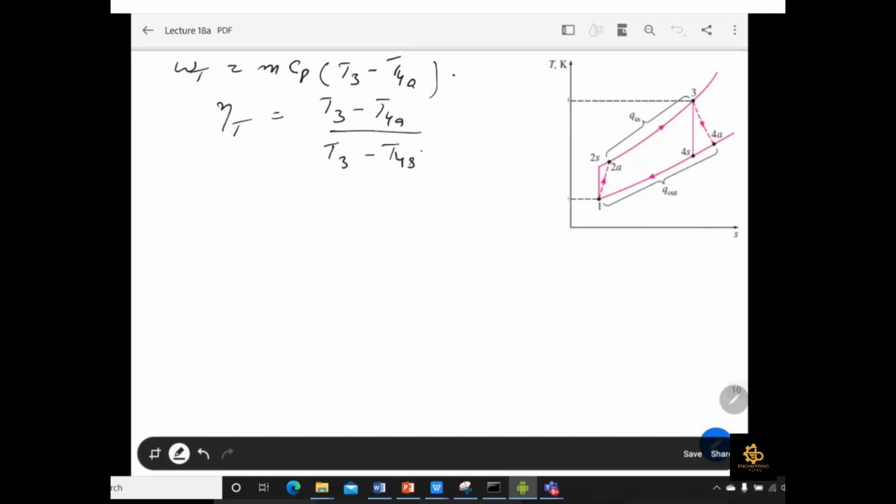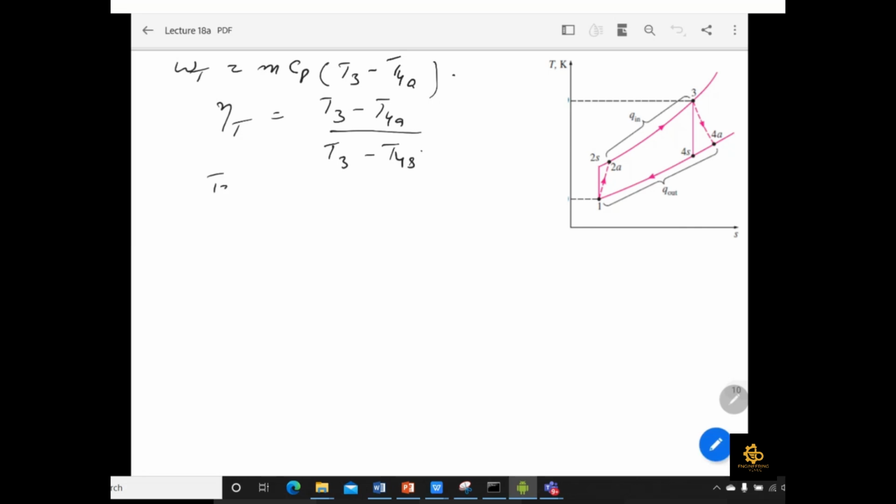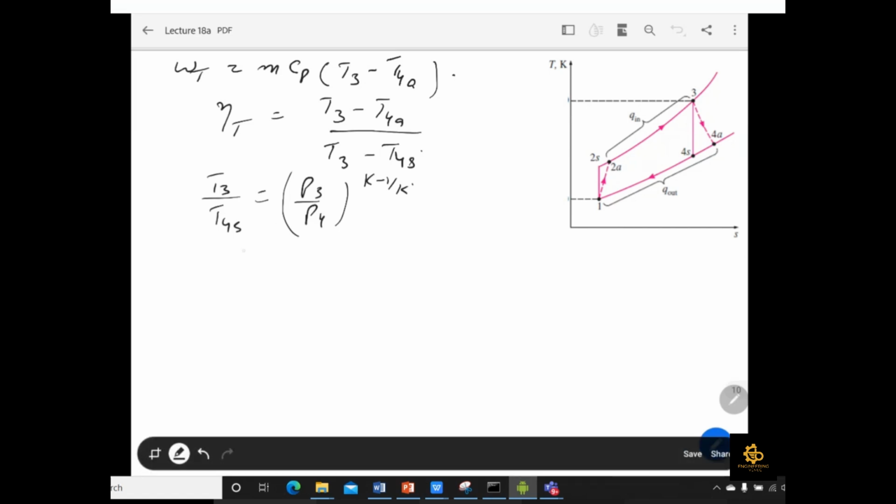So simply you have to find T4s first. Same procedure which we already discussed in the previous example. You have to apply one isentropic relation for finding T4s first. So I can say T3 over T4s is equal to (P3 over P4) raised to (K minus 1) over K. From here I can just rearrange it, and it turns out to be the T4s value, because P3 over P4 is known to us from the question.